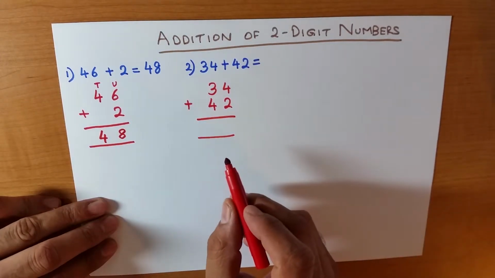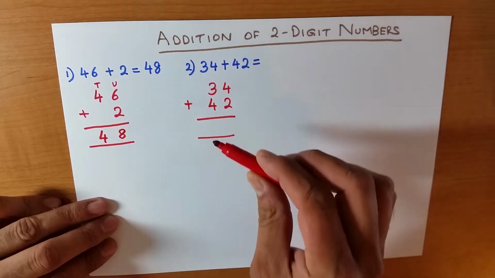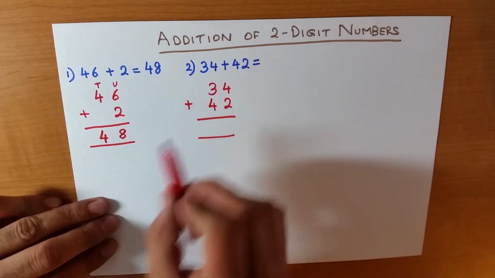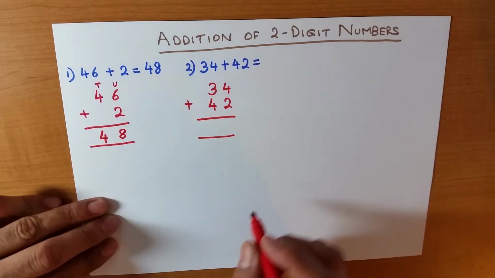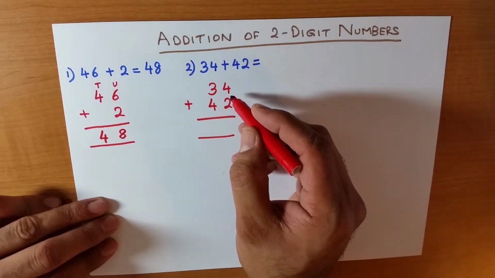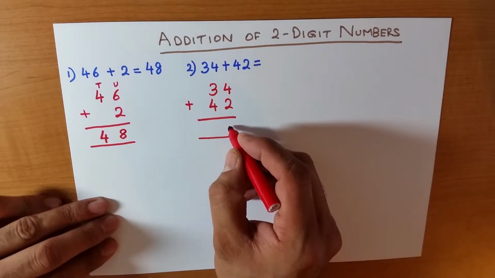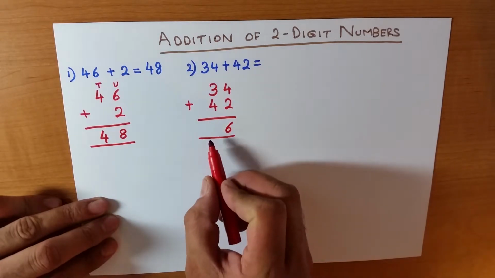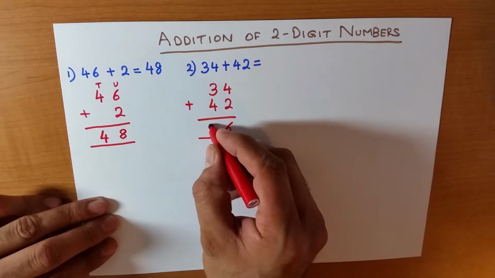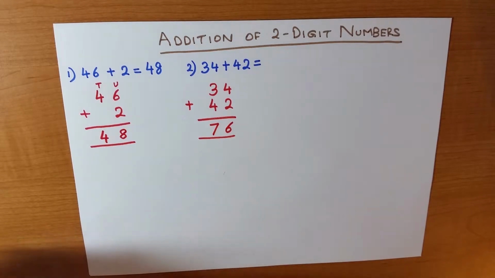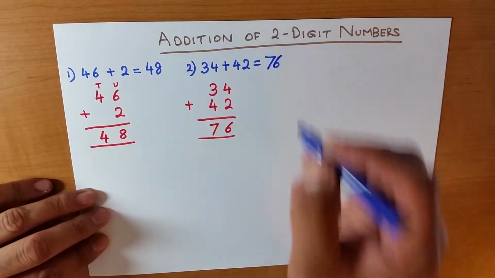The key to adding using the vertical format is to write them as neatly as possible in straight columns. As in the first example, let's add the columns one by one, starting with the column on the right. What is 4 plus 2? 4 plus 2 is 6. Tens column, what is 3 plus 4? That's right, it's 7. So 34 plus 42 is 76. Nice and easy.